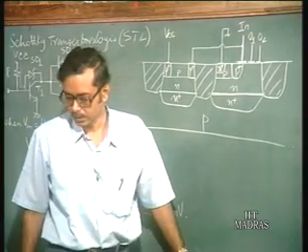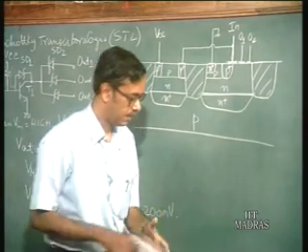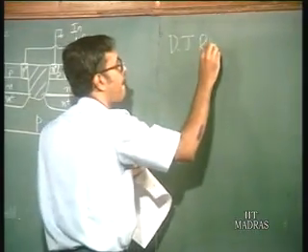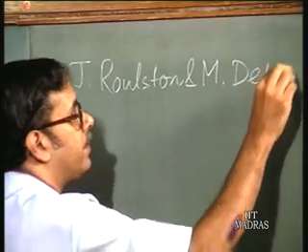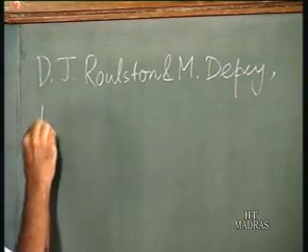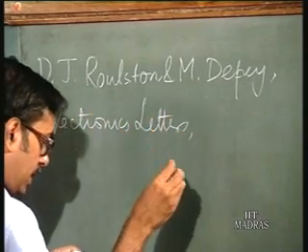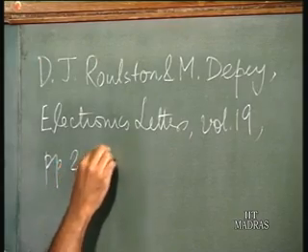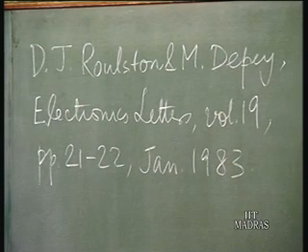Well, I will just give you a reference, in case you want to do any further reading on this. This is D.J. Ralston and Depay, Electronics Letters. So, this particular structure was proposed in this paper, volume 19, pages 21 to 22, January 1983. So, this is the reference for this particular logic circuit.